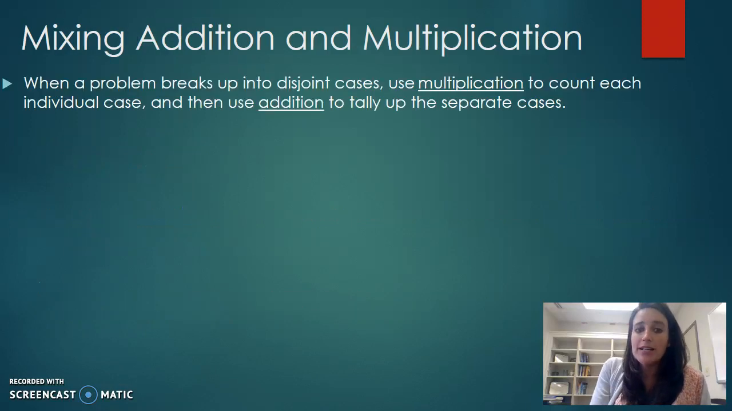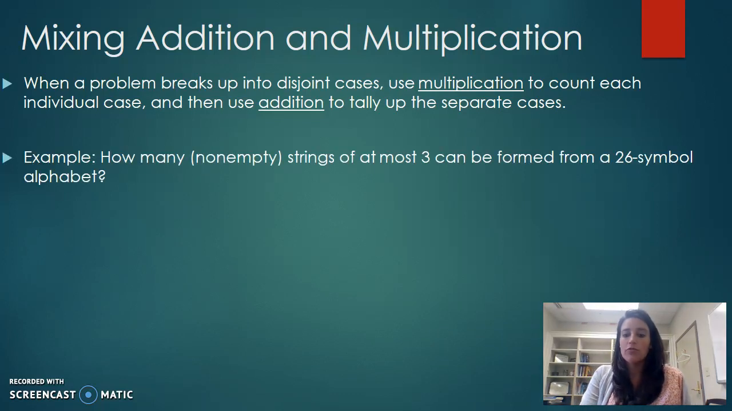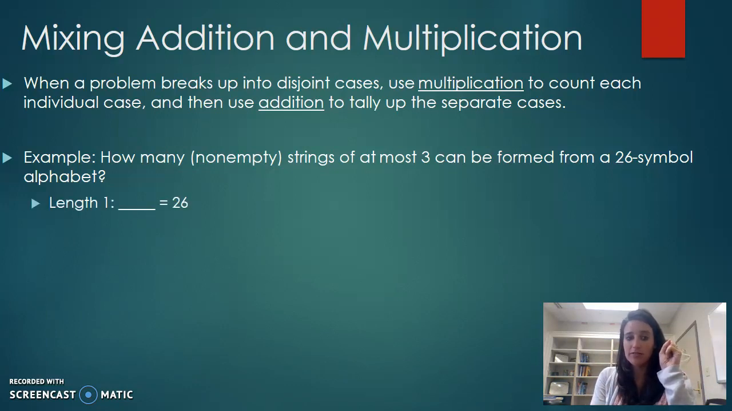When a problem breaks up into disjoint cases, you want to use multiplication to count each individual case, and then use addition to tally up the separate cases. For example, how many non-empty strings of at most 3 can be formed from a 26 symbol alphabet? Well, the strings need to be non-empty, so there has to be at least one letter for the string. So we'll start there with the smallest case, the case with length 1. There's just 26 letters to choose from. So 26 options for case 1.